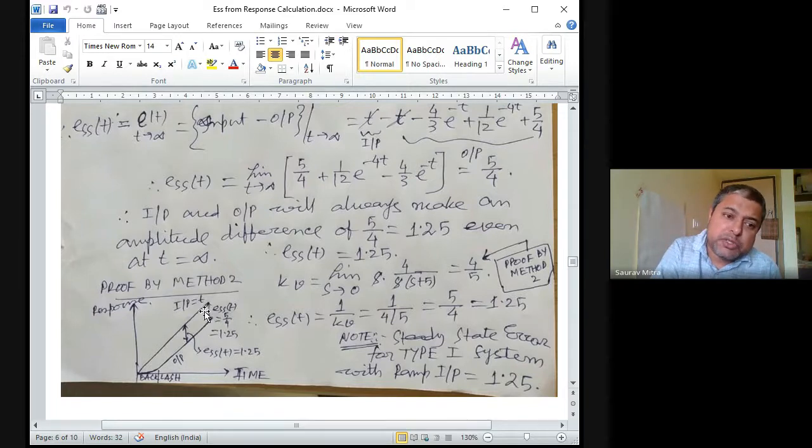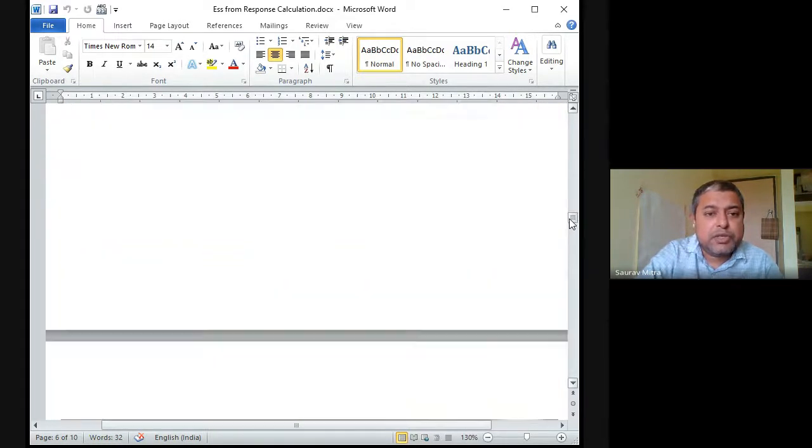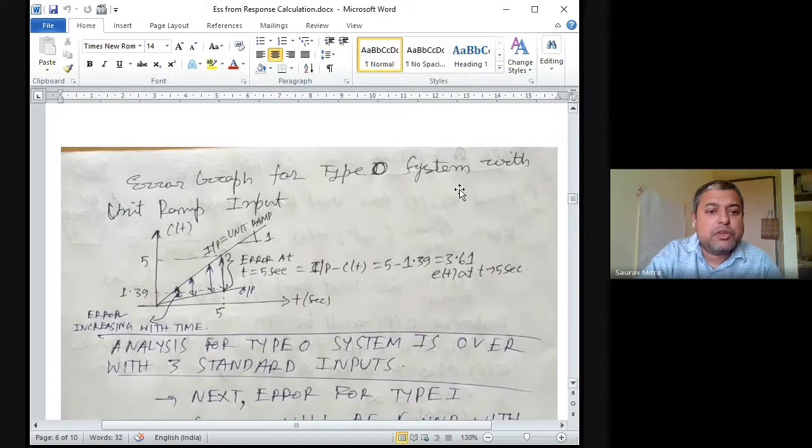So input is also diverging, output is also diverging, but the divergence between these two things is actually constant. Okay, this is a very important thing. In the previous case, I had shown you the response to a ramp input for a type 0 system.